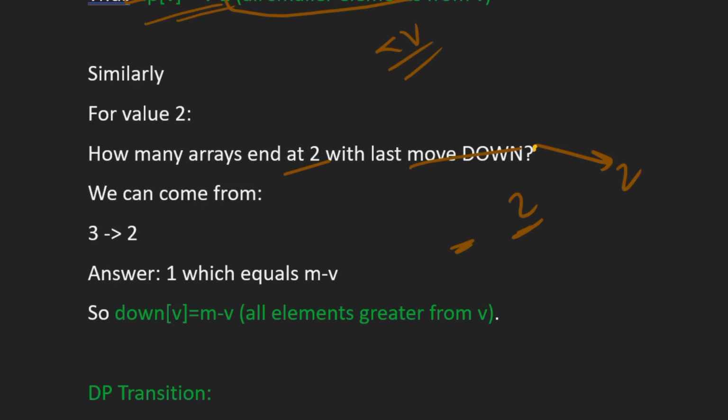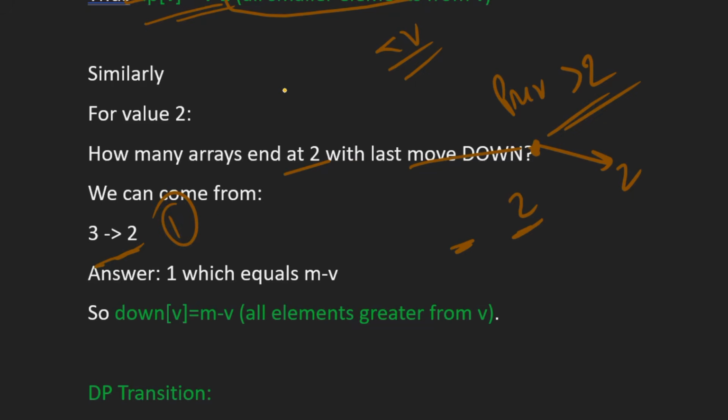So here the previous element should be greater than 2 for the down direction. So in the range we have values 1, 2 and 3. How many values are greater than 2? That is only 3. So we get the answer as 1.